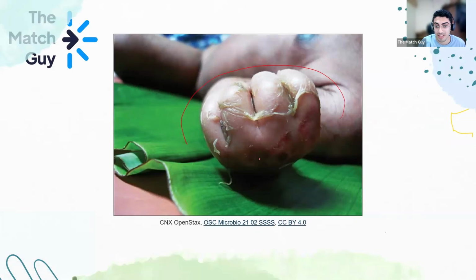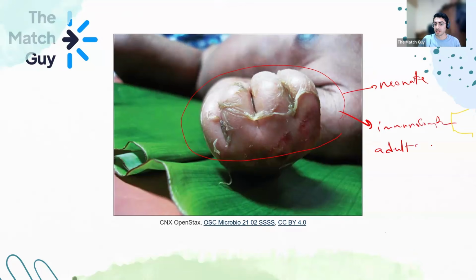As you can see, this patient had blisters, but since they are very weak, they ruptured. And this is the hand of a baby, because staphylococcal scalded skin syndrome causes infections in neonates or immunocompromised adults, for example, patients with renal failure.